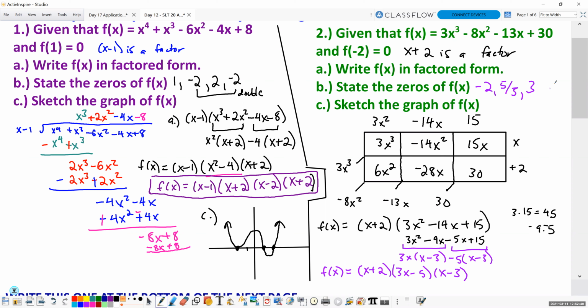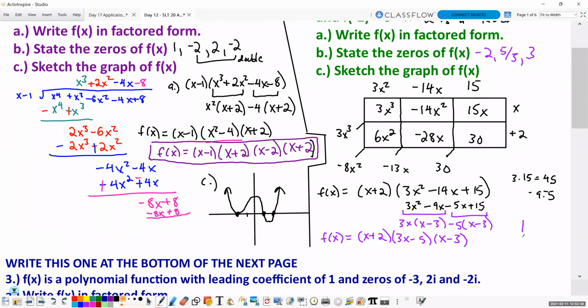The leading coefficient is positive and the degree is odd. I'm just going to make a teeny tiny graph right here. I'm going to fit it in. So I've got 1, 2. These are all single zeros, nice and easy. 1, 2, 3. And then 5/3 is somewhere between 1 and 2. And then I'm just going to fit my curve in like that. So that's 1 and 2.